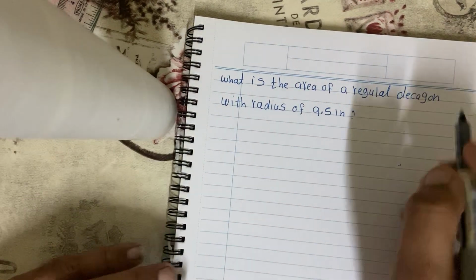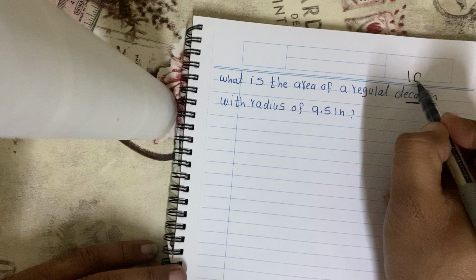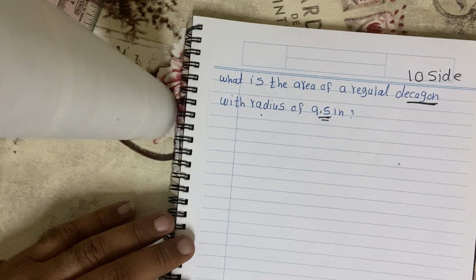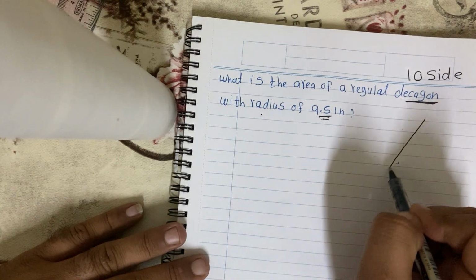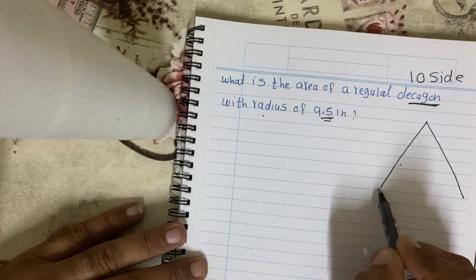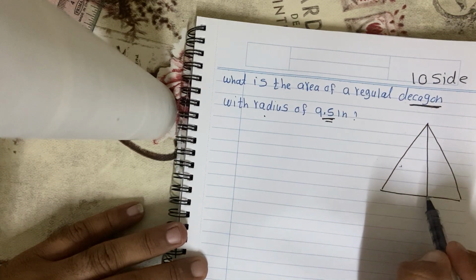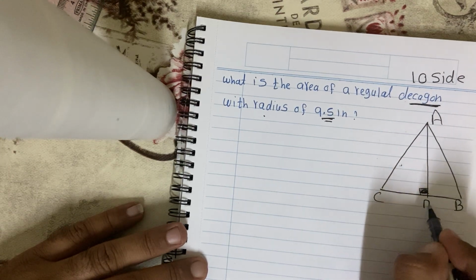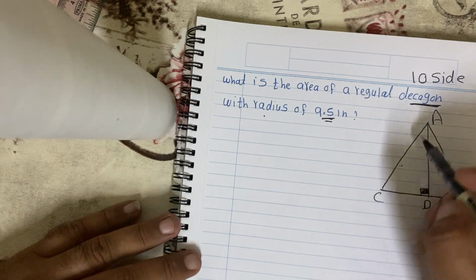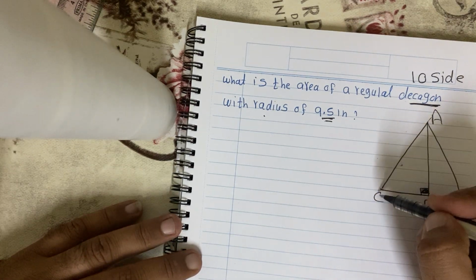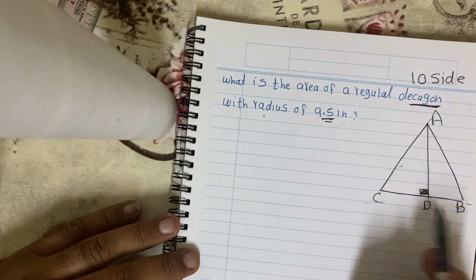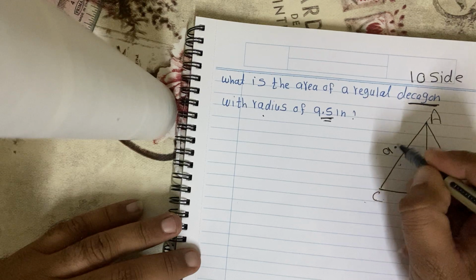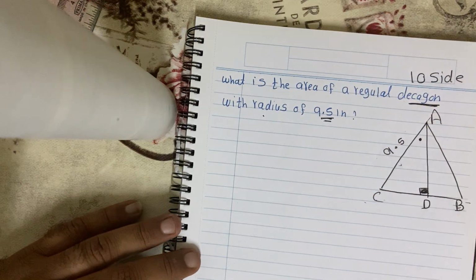Another exercise for that. What is the area of a regular decagon? Decagon means 10 sides, with radius 9.5. So draw the triangle again, and the apothem. A, B, C, D. Here we have the radius, this is the radius 9.5, and this is the side of the decagon. We need to find this angle.